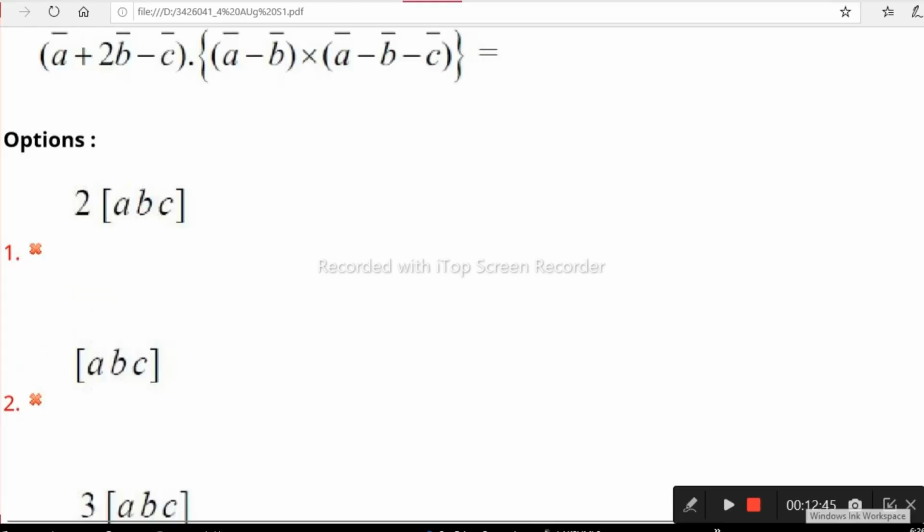Look at this question. What is A plus 2B minus C dot of A minus B cross of A minus B minus C? Now it is in the form of what? Vector triple product or not? What is a vector triple product? You have to know. First, what is its symbol? What is the formula? You have to know. That is what I am giving here.